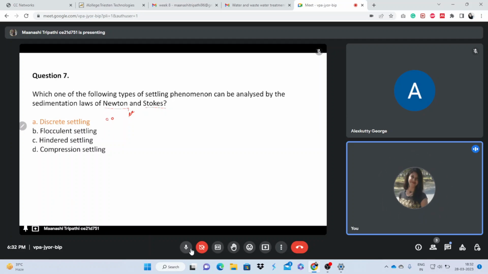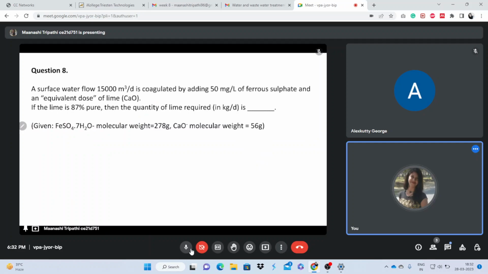We'll move towards the next question. A surface water flow, this is a numerical question, of 15,000 meter cube per day is coagulated by adding 50 milligram per liter of ferrous sulfate and an equivalent dose of lime. If the lime is 87% pure, then the quantity of lime required is? We are adding ferrous sulfate, which consumes alkalinity, meaning lime. So we are adding some lime to maintain that alkalinity because it consumes it. So we need to know the equation and all these things.